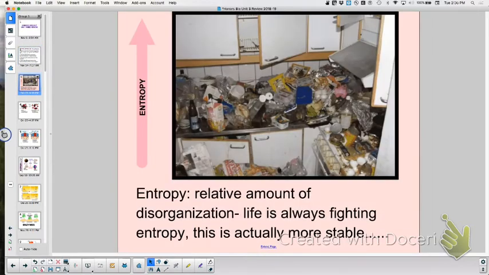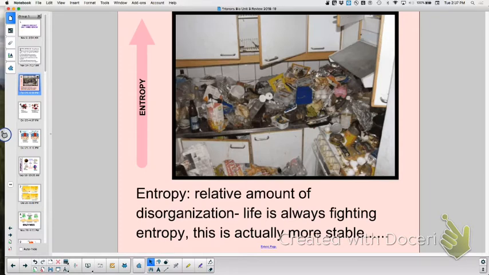Entropy, remember, is a measure of the amount of what? Disorganization. So on the entropy scale, this particular kitchen would be high on the entropy scale. If the scale goes from 0 to 10, this is definitely a 10. Now, when you have high entropy, you don't have a lot of potential, but it's really stable.